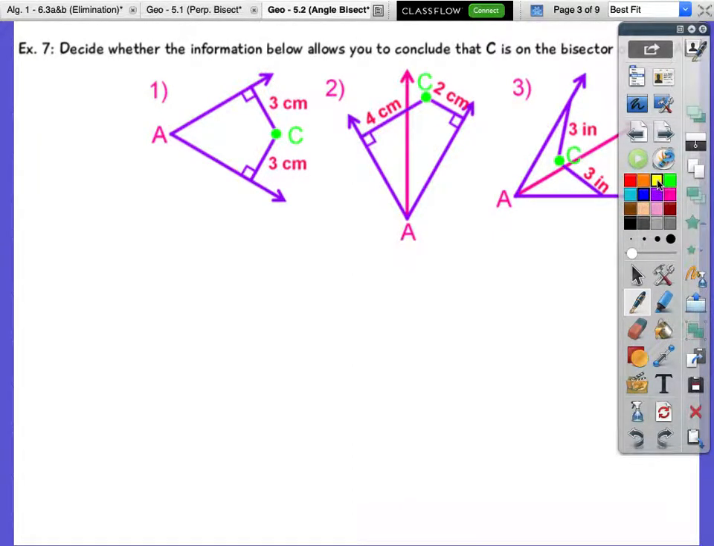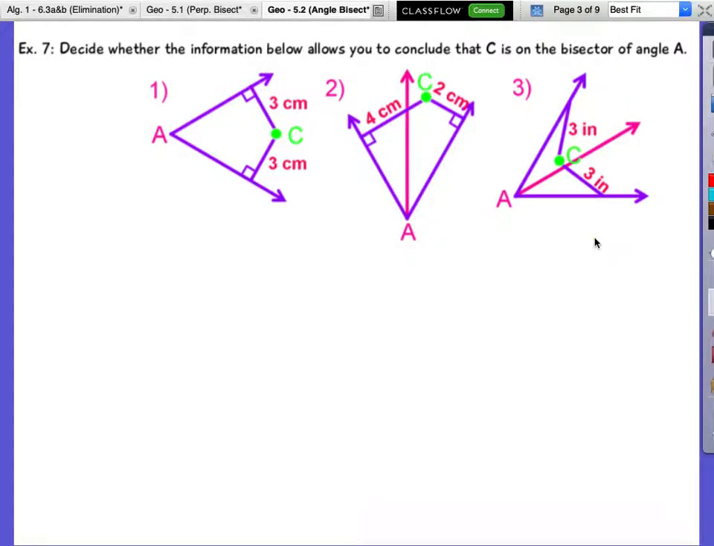So, continuing on here. Voice off, please, thank you. We're going to decide whether this information below allows us to conclude that point C is on the bisector of angle A. So point C: is point C equidistant from both sides of the angle? Yes. So according to our angle bisector converse, is point C on the angle bisector? Yes, it must be. There's no other place for it to be than on the angle bisector.